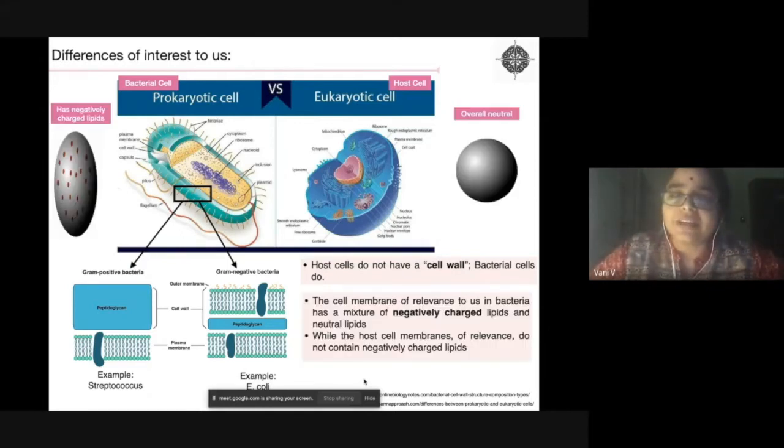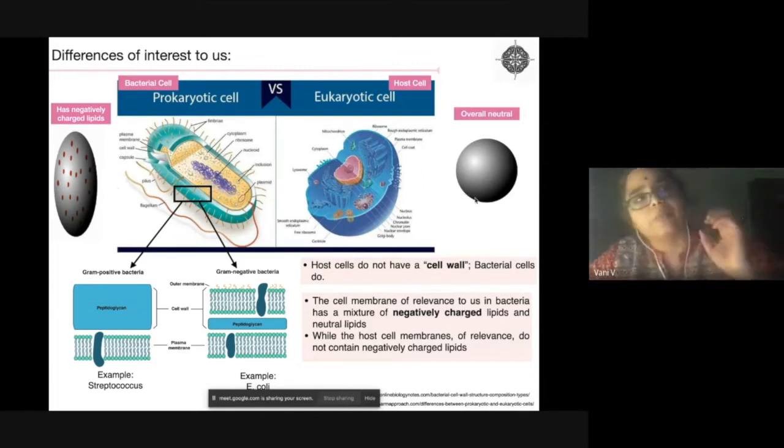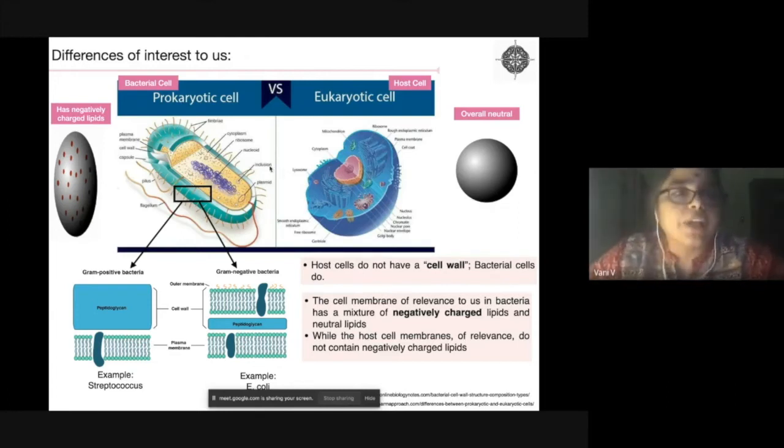The thing that is relevant is that if you take a host cell, like any animal cell, it's overall neutral, which is, if I'm looking at this cell from outside, it looks neutral to me. But if I look at a bacterial cell, it has a certain kind of negative charge sprinkled on it. Again, I'm saying it in a very non-technical term, but just remember that this is a fundamental difference between a neutral host cell, which is an animal or a plant cell or anything, and a bacterial cell.